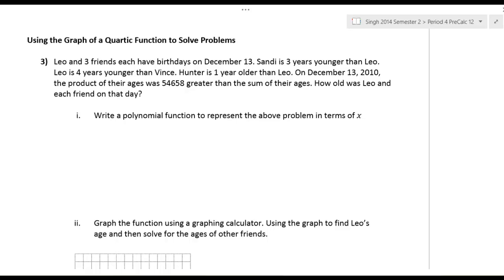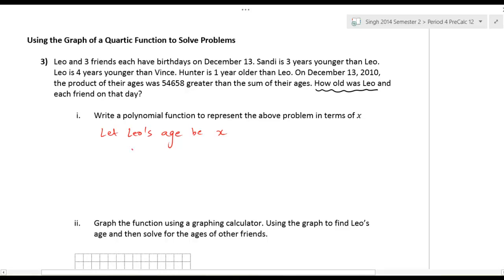When you're working with word problems, the first thing I ask myself is, what am I missing? For that, I look at the last sentence. The last sentence is asking me how old was Leo and each friend on that day. So I'm going to start my problem by analyzing that sentence. I'm going to first answer that question. How old was Leo on that day? I don't know. So let me give it a variable x. So let's say, let Leo's age be x.